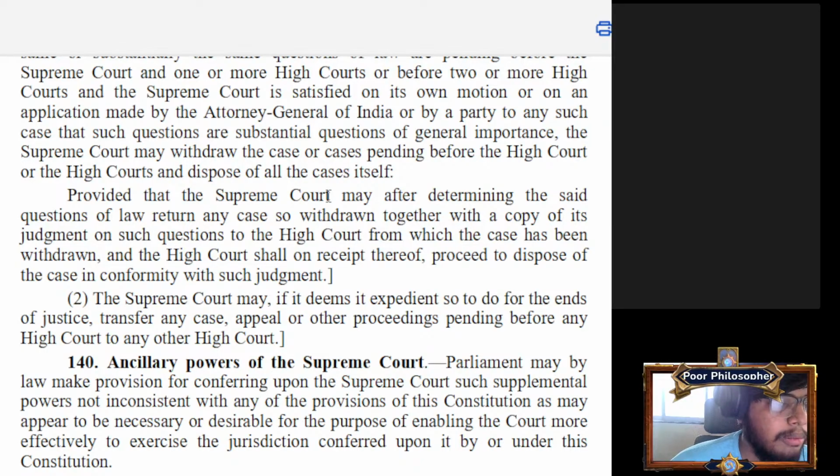Provided that the Supreme Court may, after determining the said question of law, return any case so withdrawn together with a copy of its judgment on such question to the High Court from which the case has been withdrawn, and the High Court shall on receipt thereof proceed to dispose of the case in conformity with such judgment.